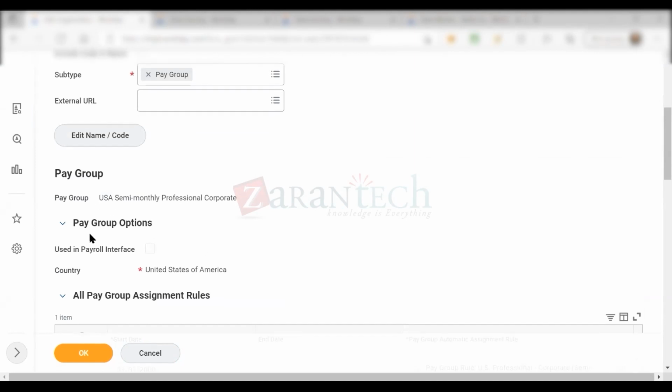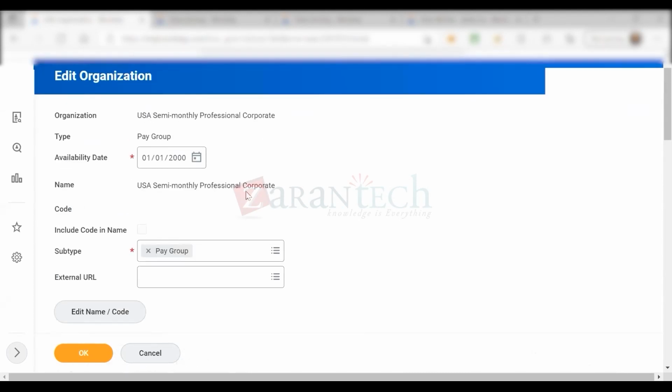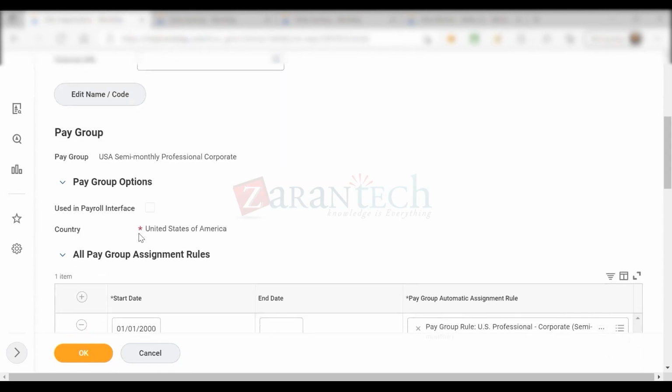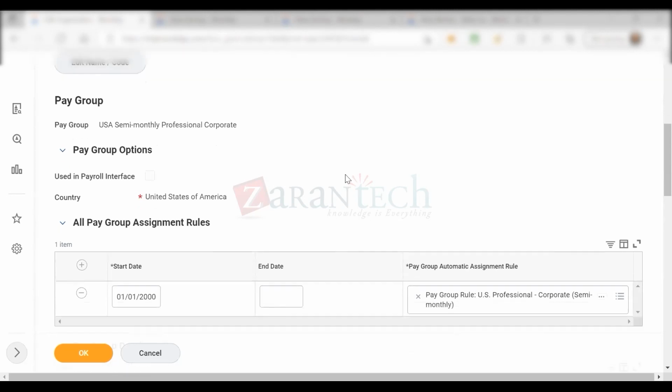So then we have a pay group. Now, is this pay group part of a payroll interface? If the answer is yes, we need to check this box. But if we are planning to use this pay group for Workday payroll, don't check that box and set the country. Now, why is country important? Because when we define that this pay group is being used by a country, the pay group currency gets defaulted. So if I say that USA semi-monthly professional corporate is meant to be used for country USA, then the default currency for this pay group is USD.